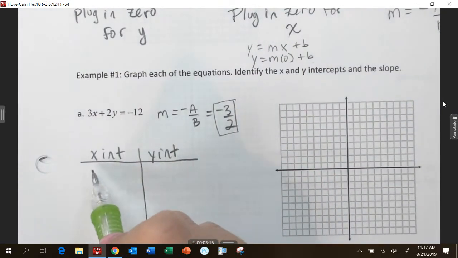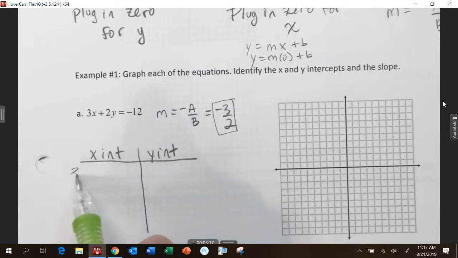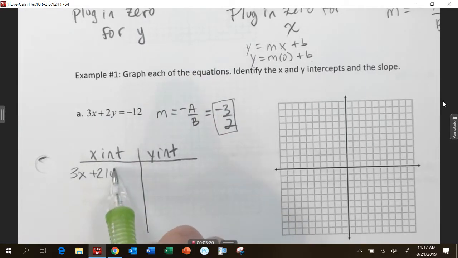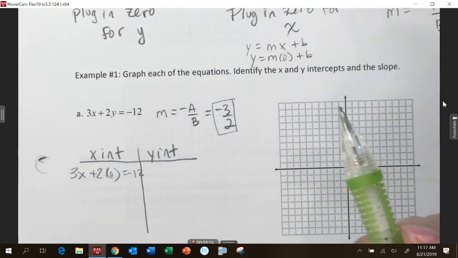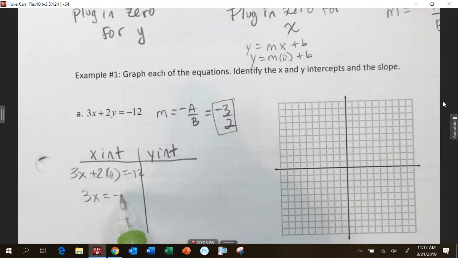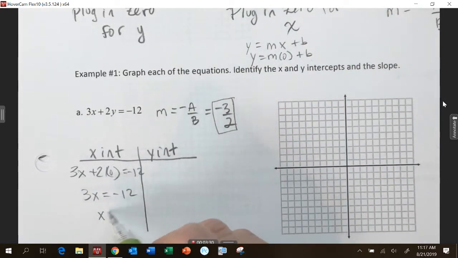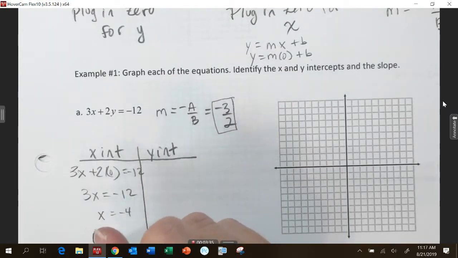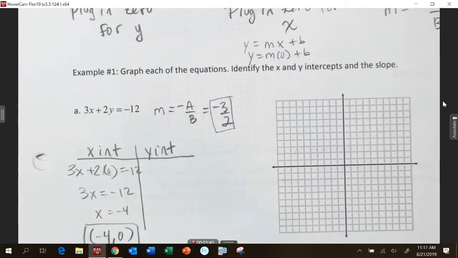X-intercept. We're going to plug in 0 for y. So if I plug in 0 for y, I get 3x plus 2 times 0 equals negative 12. That gives me 3x equals negative 12 because y just goes away at that point. So x has to be negative 4. That is not the intercept. To write the intercept, you write negative 4, 0. Intercepts are ordered pairs.